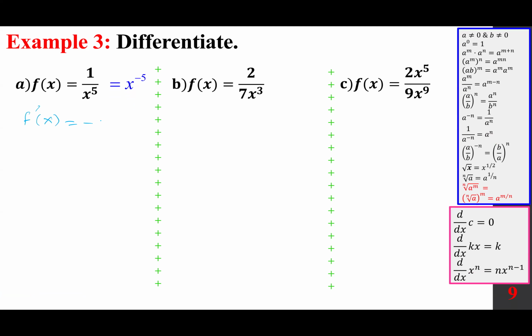F prime of x is minus 5 x to the power of minus 5 minus 1, which is minus 5 x to the power of minus 6. We take it down, we make it positive. And again, this was the only calculus step.